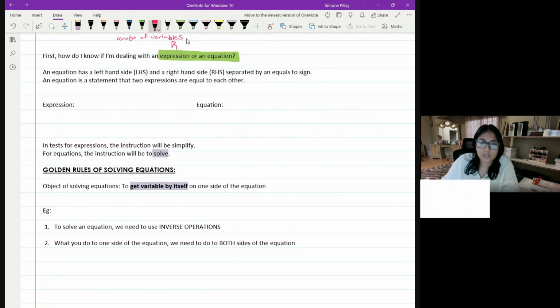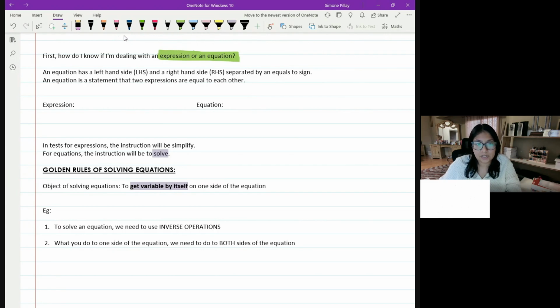It is a combination of variables, exponents, and coefficients. That really is what an expression is. So, okay, let me actually start from the beginning.